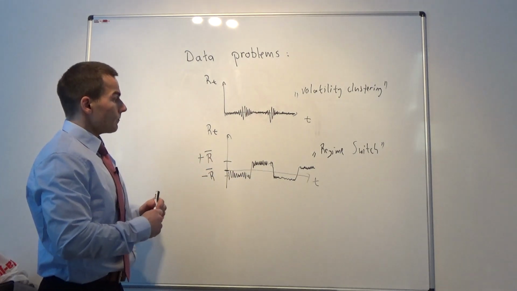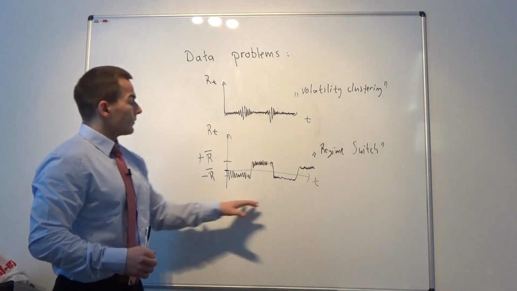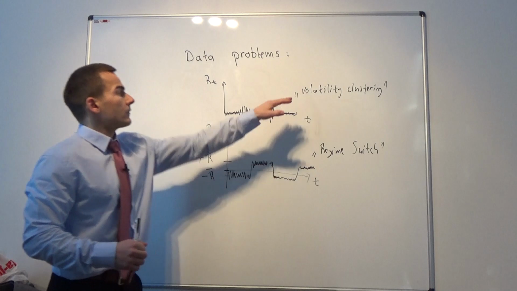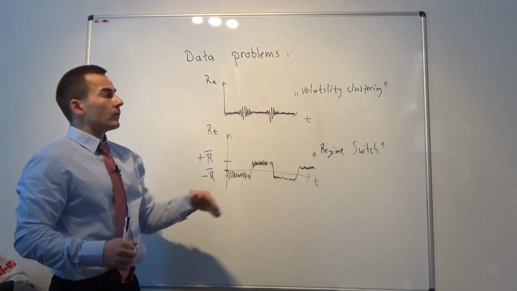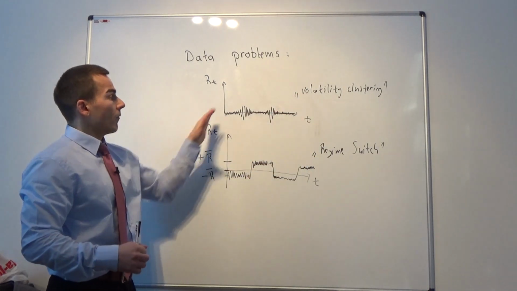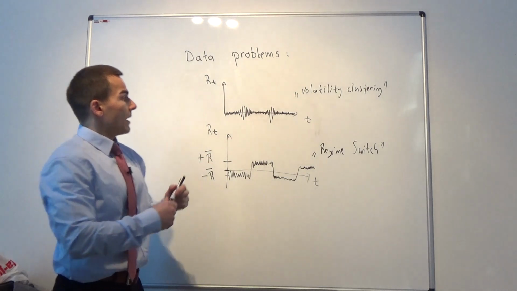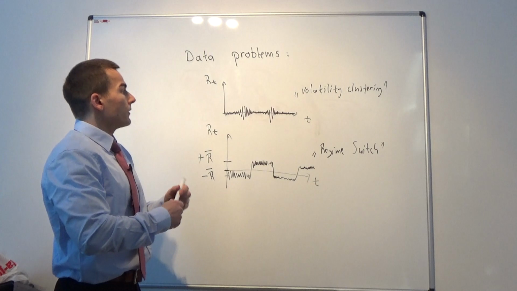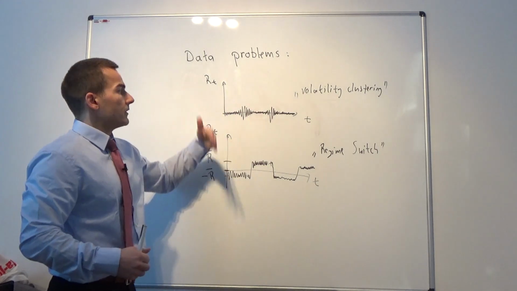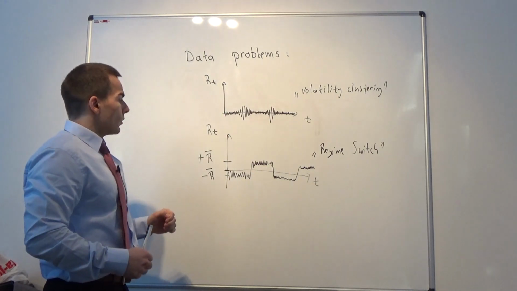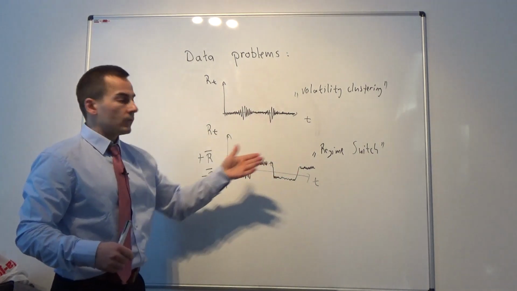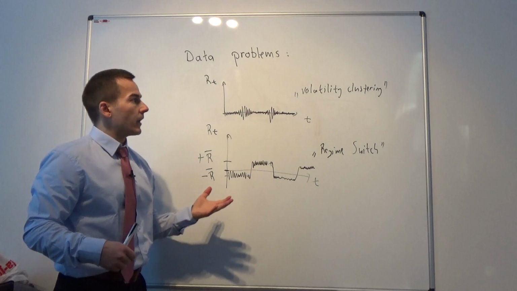So while this concerns the first moment, the sample average switching, this guy here, the volatility clustering, concerns the second moment. So the sample average here is always the same. It's just the uncertainty around this sample average that is time dependent. And we can also sometimes observe both at the same time, so then things become even more complicated.